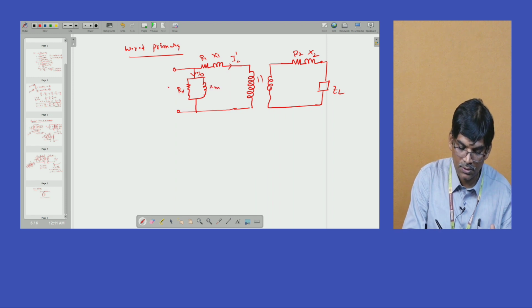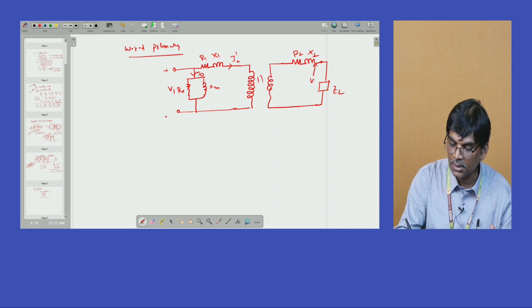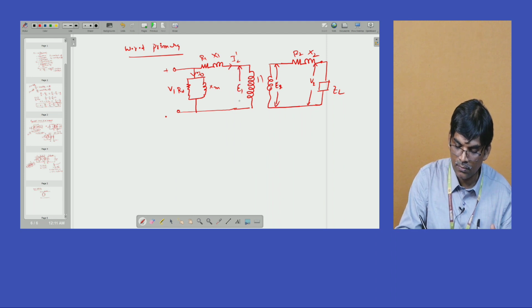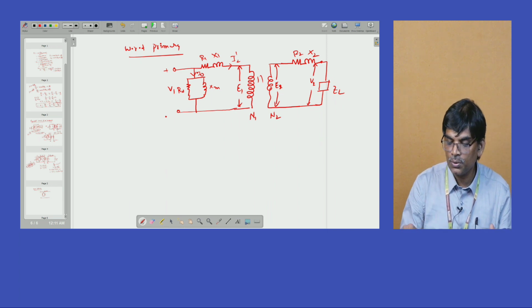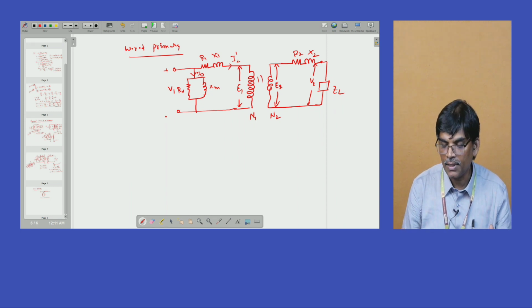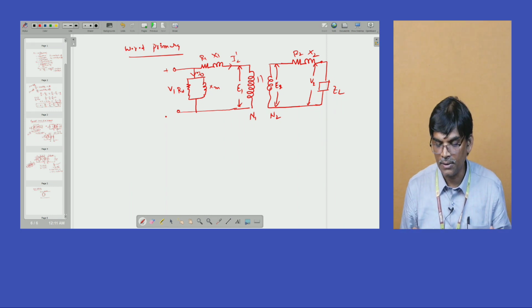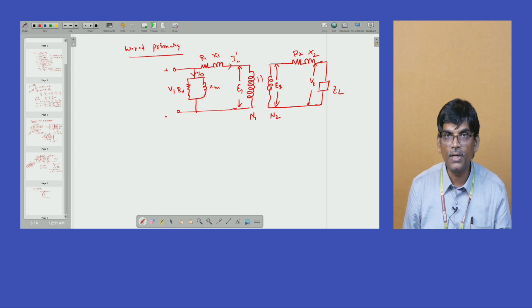We already know this is V1 at the particular instant. The terminal voltage of the secondary is V2. The induced voltage in the secondary winding is E2, and the induced voltage in the primary side is E1. So these are the ratios. My aim is to convert the entire secondary side parameters into primary. So how to convert that? We are using a simple way.